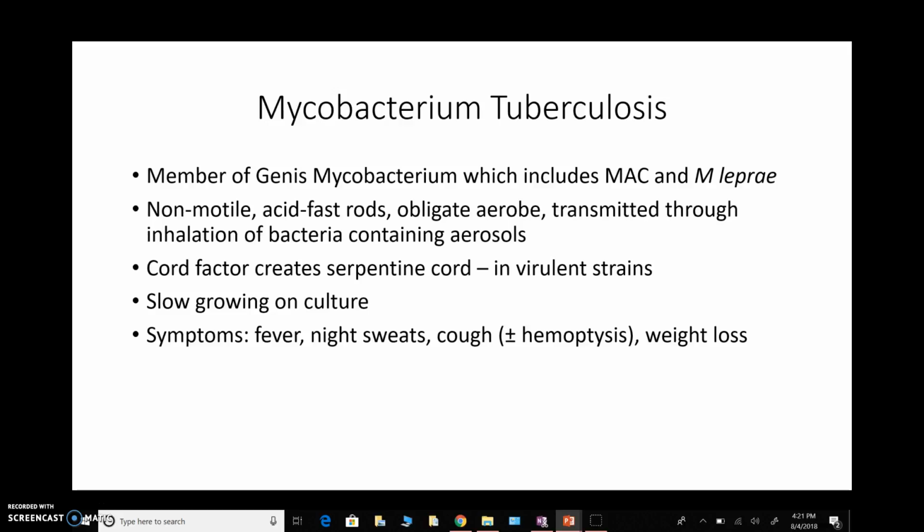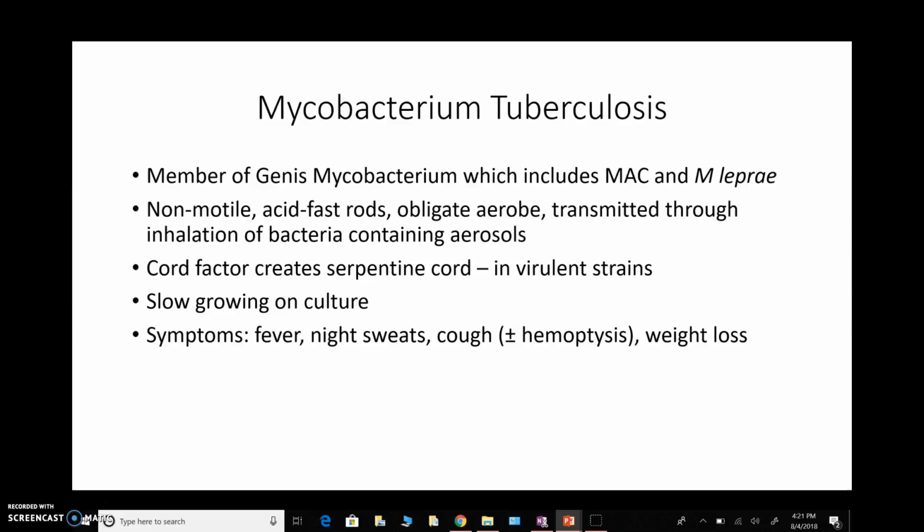It's a member of the genus Mycobacterium. It includes some other species, including MAC. I'm sure you've heard this one before with dealing with AIDS patients and HIV, and then leprosy as well, which is a part of that genus. All of these are non-motile.